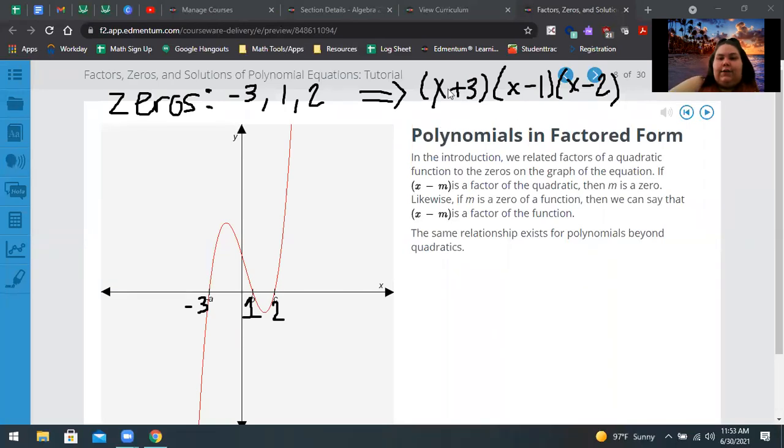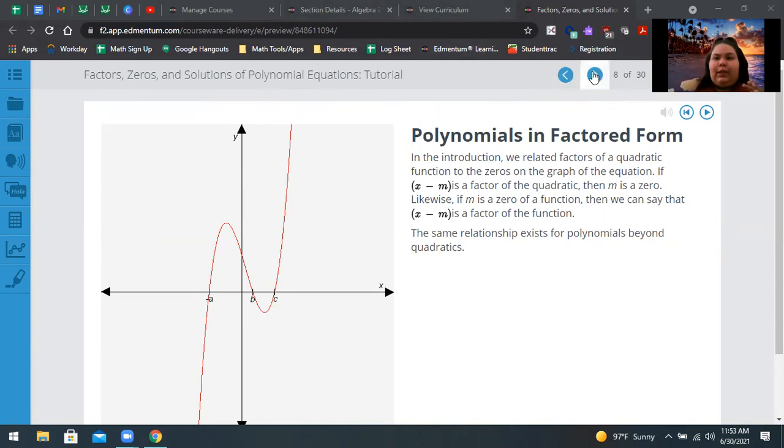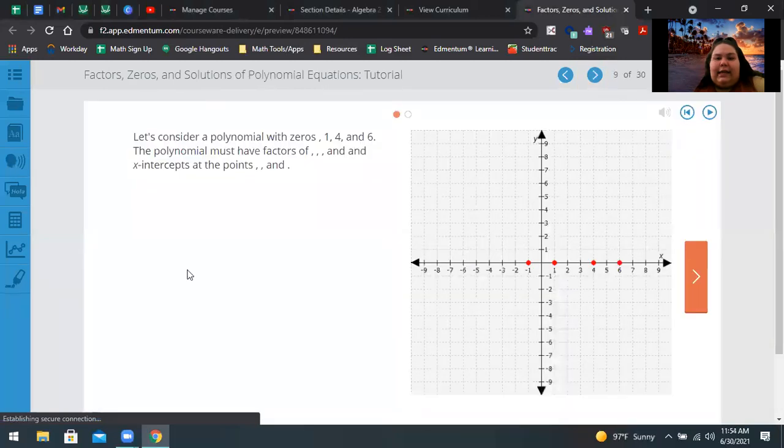And then here, if you were to multiply this out, we would get x cubed. This graph is a cubic function. So keep in mind that connection between them, because that's going to be super helpful within the next couple of slides. So let's take a look at slide 9.